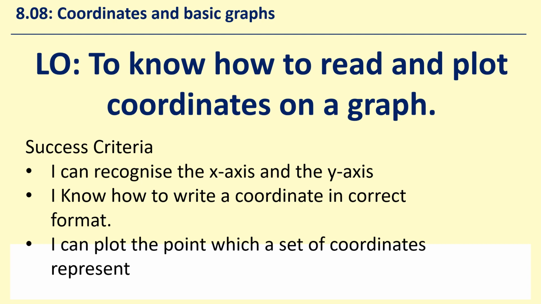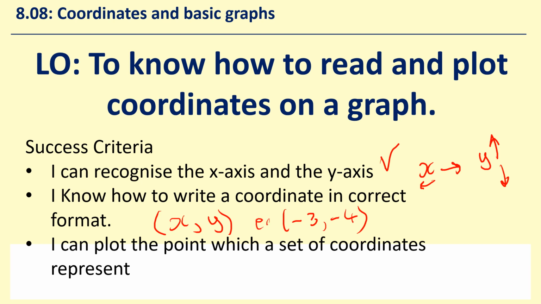Okay, so your learning objective was to know how to read and plot coordinates of a graph. Can you recognize the y-axis and the x-axis? So x is across, left and right, and y is up and down. Can you write a coordinate in correct format? It's x coordinate, comma, y coordinate. Sometimes it might be a minus number, like (-3, -4), for example. Can you plot the point? You've been plotting the point, and if you got all those answers right, then you can plot the point.